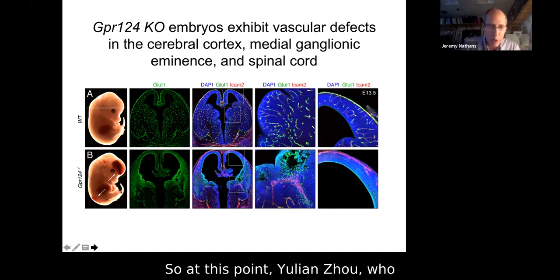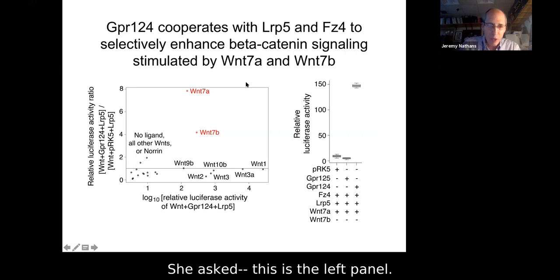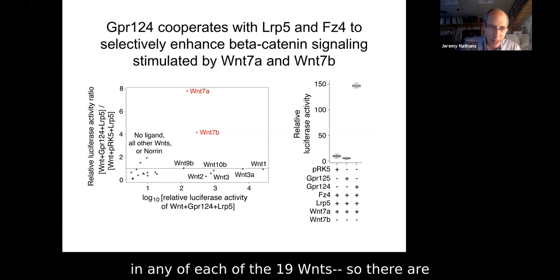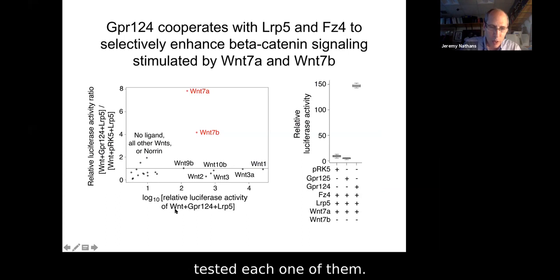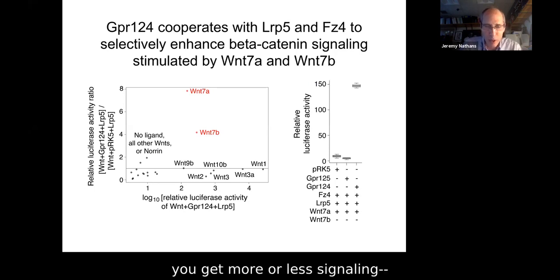So at this point, Yulian Zhu, who was a grad student in the lab, did a very simple experiment. She asked, and this is the left panel, I'll take you through this step by step. She asked in the luciferase reporter assay, if you plot on the horizontal axis the relative luciferase activity that you get when you transfect in each of the 19 Wnts, and there are 19 Wnts in the mammalian genome, and we've tested each one of them. If you test a Wnt plus GPR124, plus LRP5, in some cases you get more or less signaling.